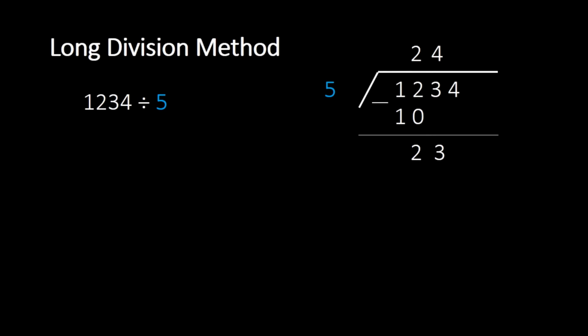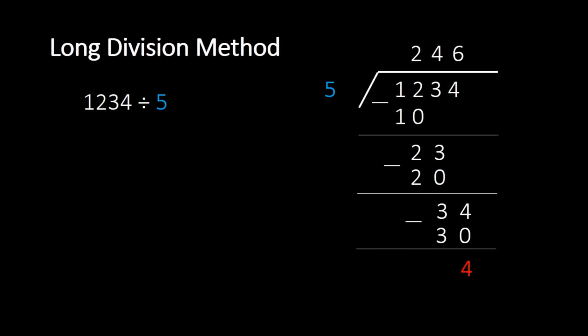Now there are 4 5s in 23. 4 times 5 is 20, and we'll subtract that from 23, and we'll get 3. Then we can bring down the last digit, which is 4, and there are 6 5s in 34, so we can subtract 30, since 6 times 5 is 30, from 34, and we'll get the remainder 4. So we can write the answer as 246 remainder 4.